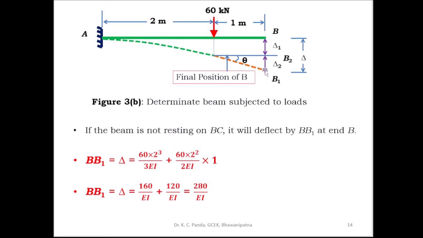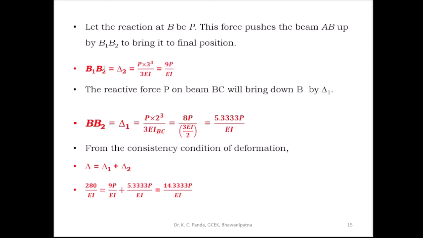B1 to B2, this is delta 2. So B1 B2, that is delta 2, is equal to P into 3Q divided by 3EI. So after simplification, delta 2 is equal to 9P by EI. Then the reactive force P on beam BC will bring down B by delta 1.